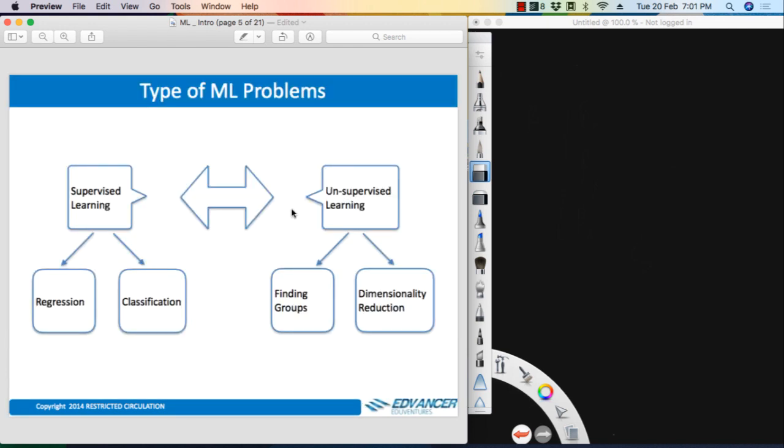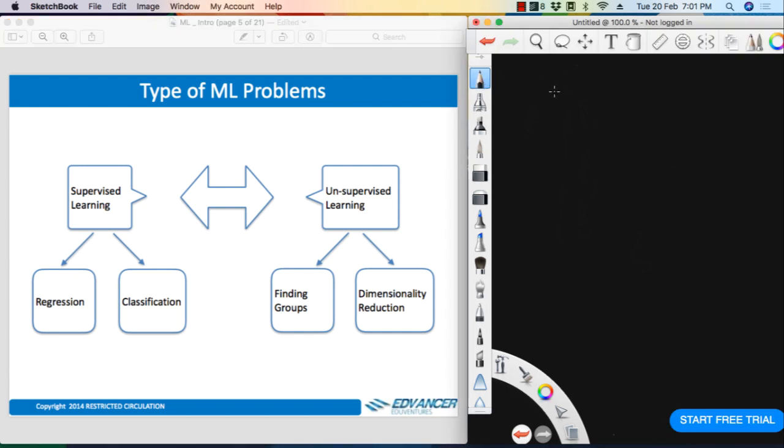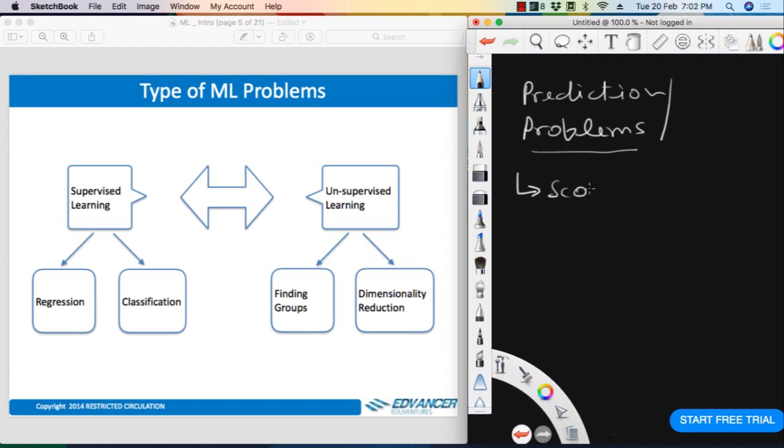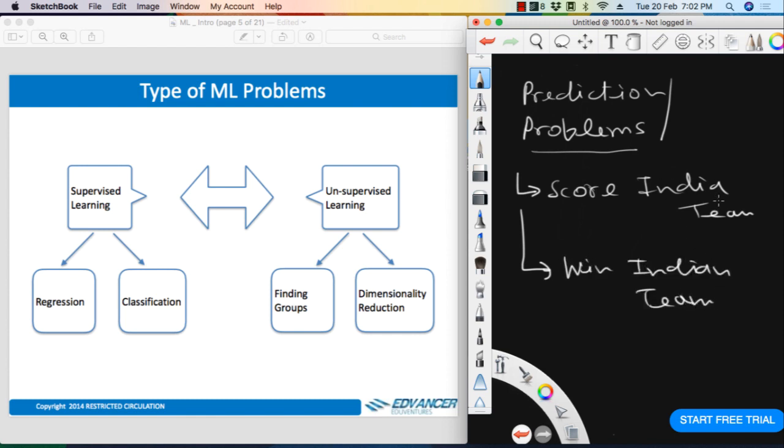So there are two famous labels that you must have also heard, that is supervised learning and unsupervised learning. Easier or layman's explanation for that will be supervised learning problems are prediction problems, where you're trying to predict a certain outcome. For example, you want to predict how many runs India is going to score in a certain match. So, score of the India team. As opposed to you want to predict whether India is going to win a certain match or not. Both of these are prediction problems.